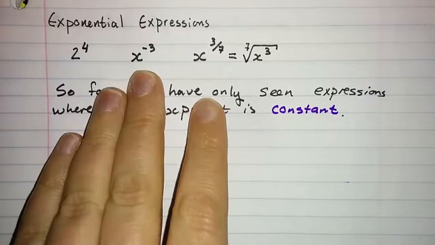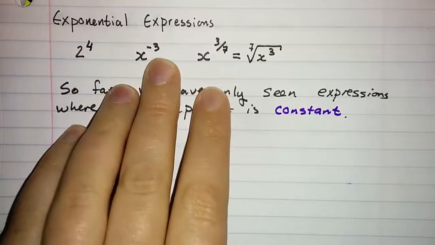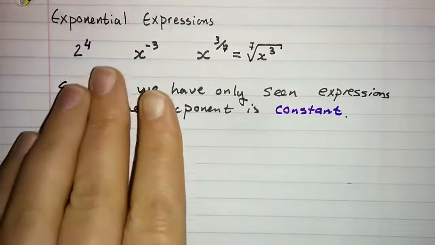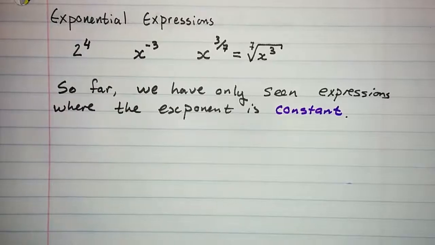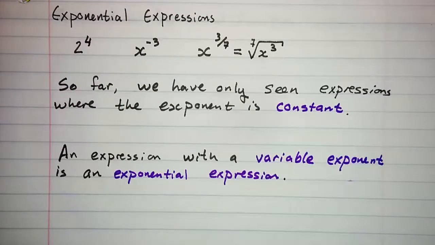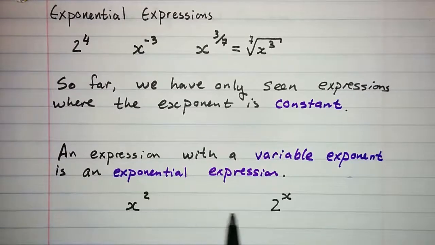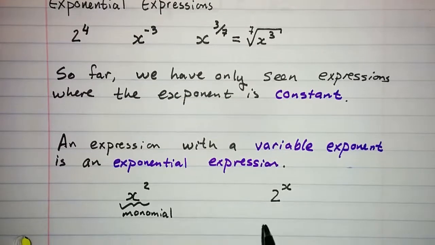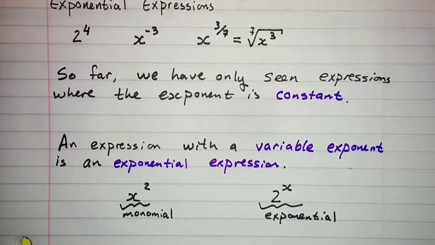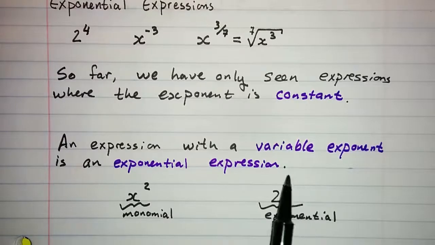So we've seen some variable bases with a constant exponent. We've seen some constant bases with a constant exponent. An expression with a variable exponent is called an exponential expression. So these two expressions, that they look similar, are very, very different. This expression is a monomial, while this expression is an exponential. And it's going to take a moment to think about just what this means.